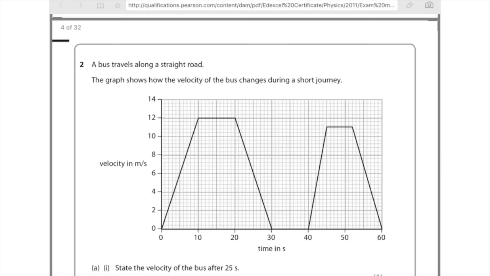A bus travels along a straight road. The graph shows how the velocity of the bus changes during a short journey. Okay, so we've got a velocity time graph, so again, distance will be given by area under the curve, acceleration will be given by the gradient. Anyway, state the velocity of the bus after 25 seconds. So you're looking up here. The answer here is 6 meters per second.